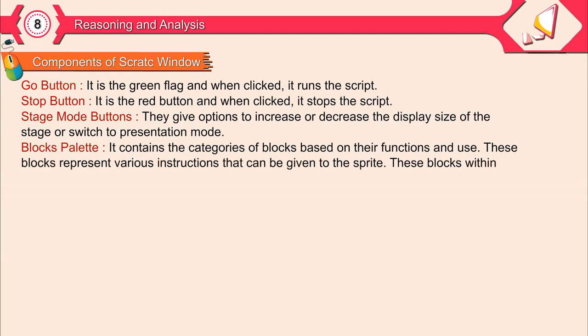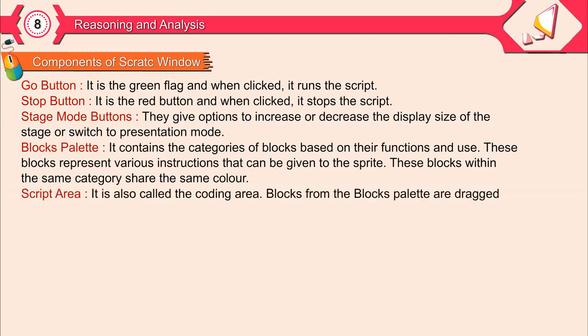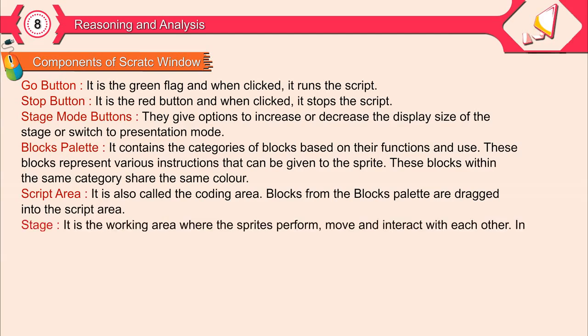These blocks represent various instructions that can be given to the sprite. These blocks within the same category share the same color. Script area. It is also called the coding area. Blocks from the blocks palette are dragged into the script area. Stage. It is the working area where the sprites perform, move, and interact with each other. In Scratch, the background is called backdrop.